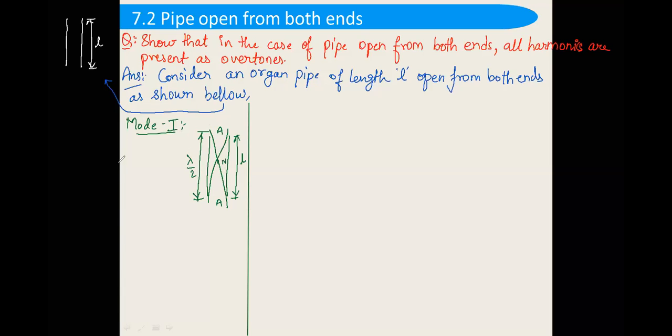So what is the value of L here? Here L is equal to lambda by 2. So what is the value of lambda then? Lambda is equal to 2 into L.